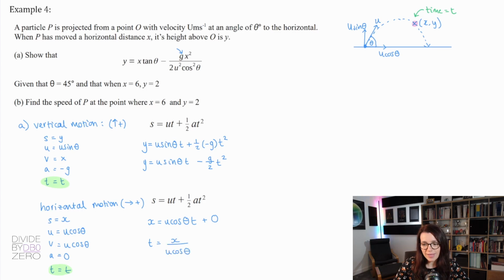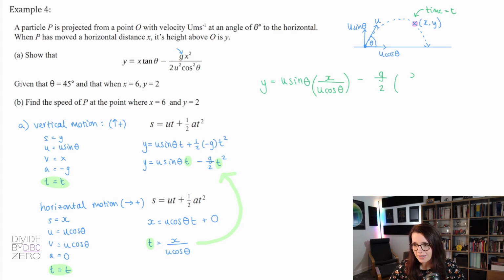That's helpful because now we can take this t value and sub it into the t that we had from up here. We can do that because time is t for both. When you sub this t value into the y equation, you get this.